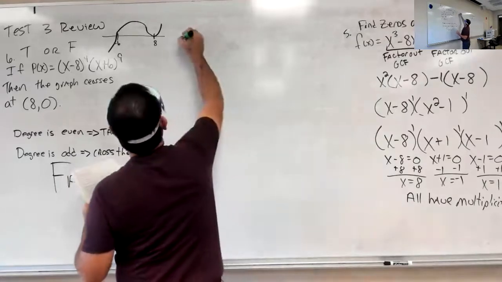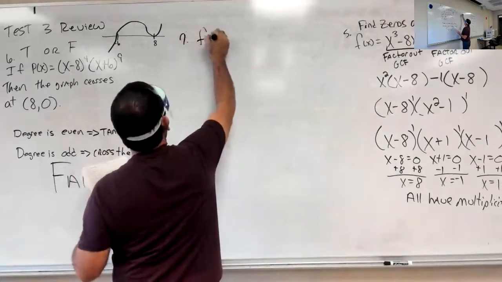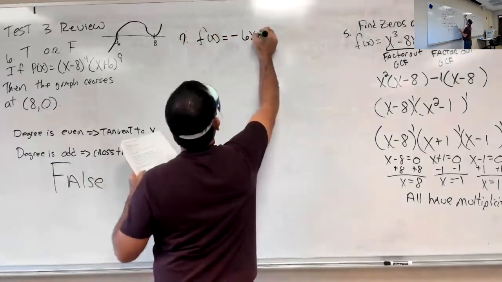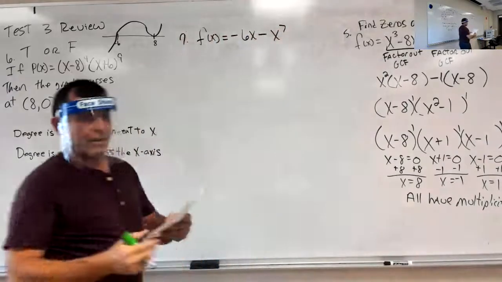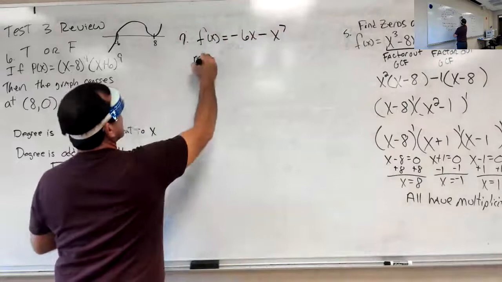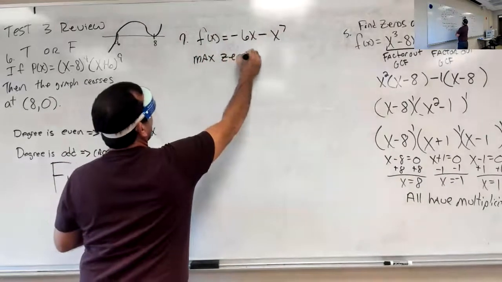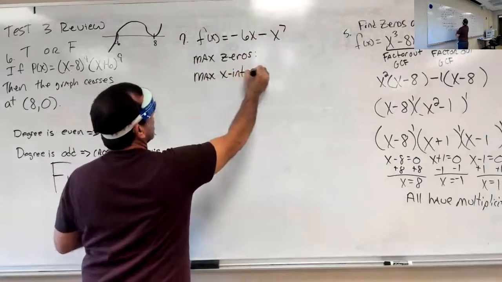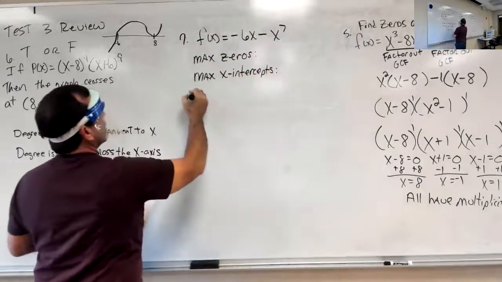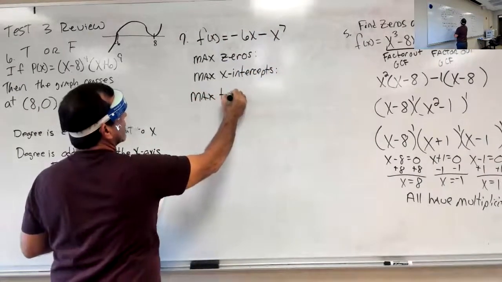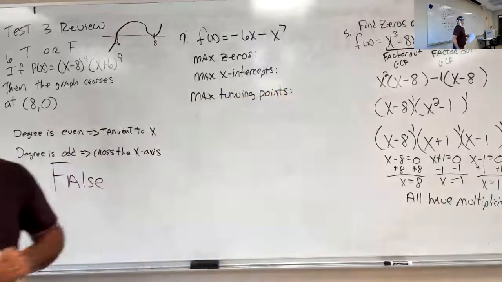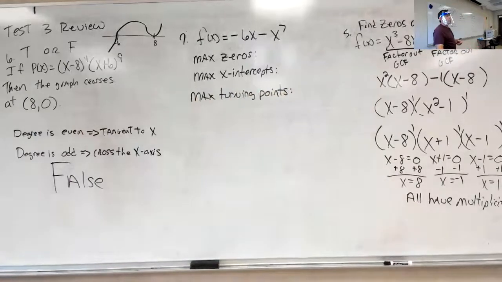All right, so on this one, they're giving us f of x is going to equal negative 6x minus x to the 7. First thing they want to know is the maximum zeros you can have. Then the maximum x-intercepts you can have. Then the maximum turning points. Now remember, it ain't got to have this many zeros, but this is going to be the maximum amount of zeros it could have.